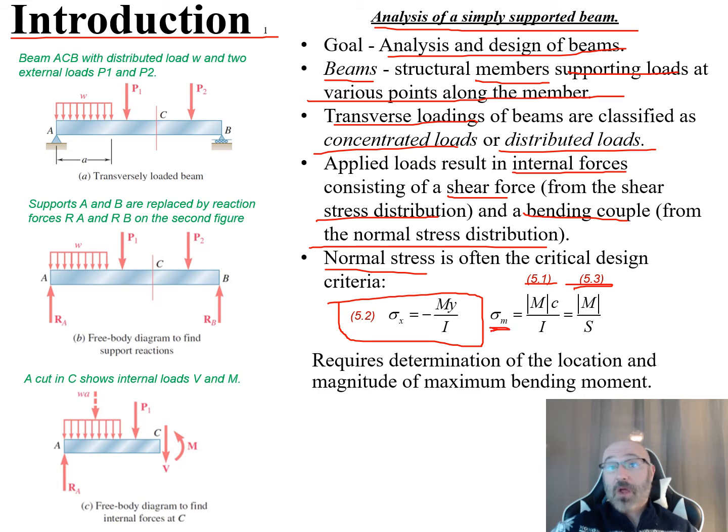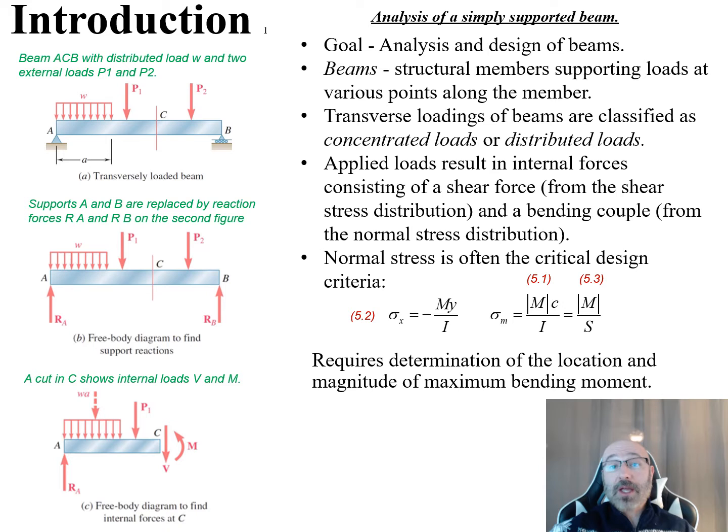So we can reduce down our relationship here for our sigma sub m, our max normal stress, into an absolute value of our moment divided by S. A thing to note, this requires determination of the location and the magnitude of the maximum bending moment. So now let's take a look at an example here of this analysis of a simply supported beam.